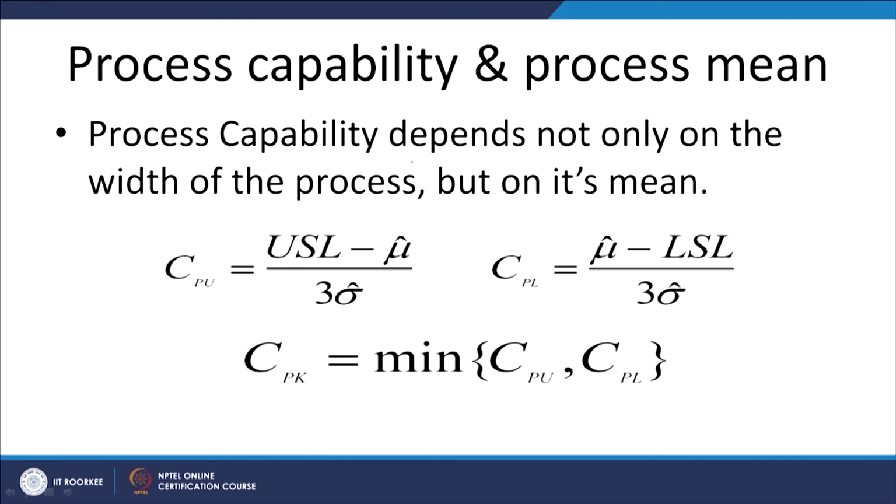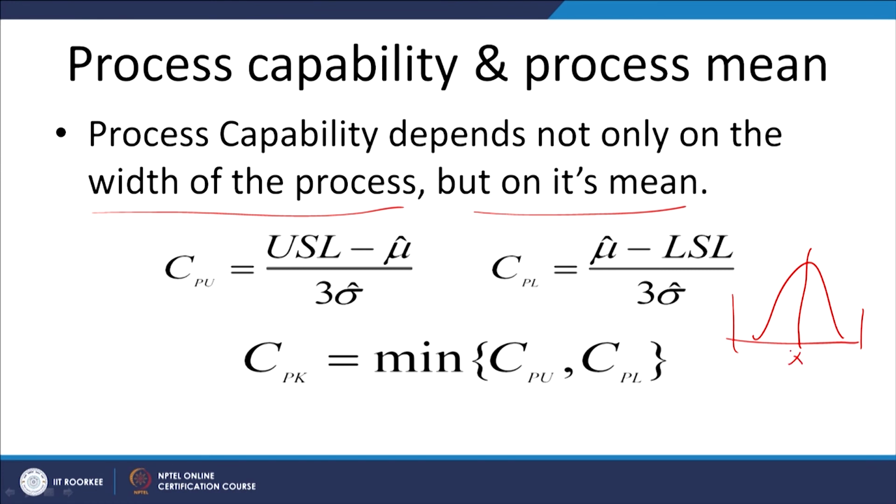So, process capability depends not only on the width of the process, but also its mean. Sometimes what we see is that the process variation is like this and everything is fine, but that is true only up to a limit. Say this is the process average and this is the dispersion of the 6 sigma. But if the process average has shifted, either on the higher side or on the lower side, then despite the same 6 sigma value of the dispersion or variability, we may see that some of the things are being manufactured beyond the upper specification limit or beyond the lower specification limit.